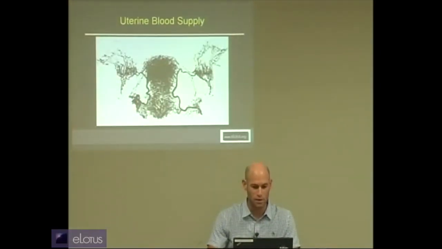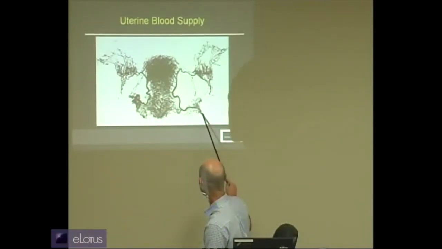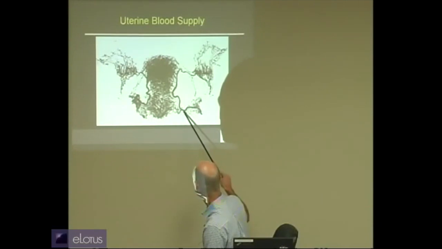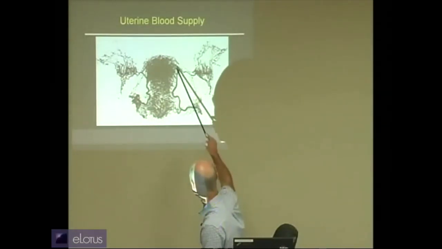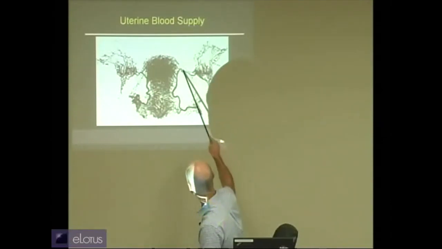This is a really neat picture. This is like an angiogram of the uterus. And what you can see is how much redundant supply there is from both sides. So this is the hypogastric artery coming into the uterine artery, which is going up like this. And over here too, there's also blood coming in from this direction.